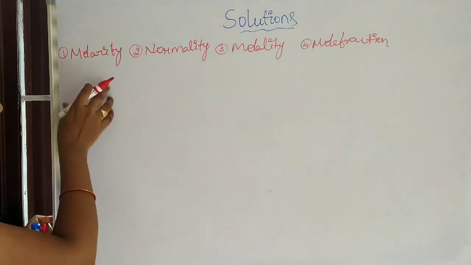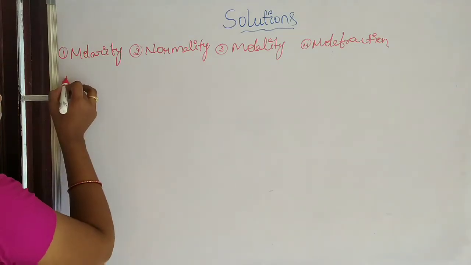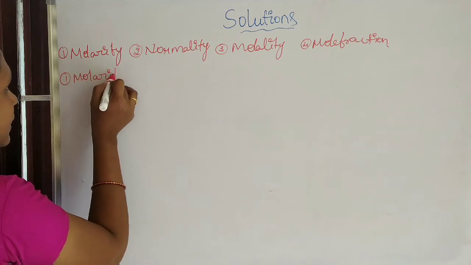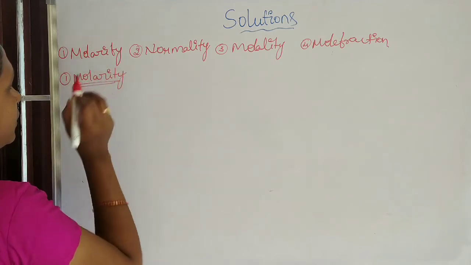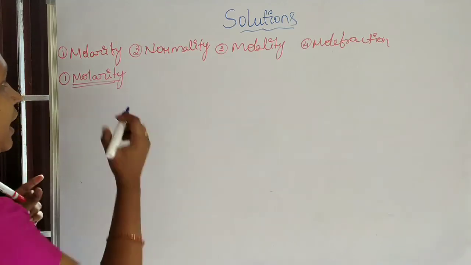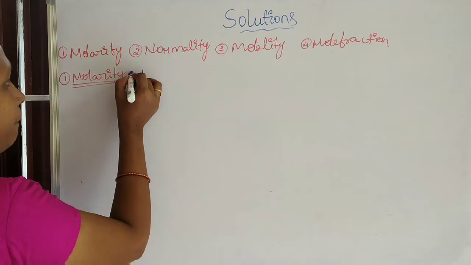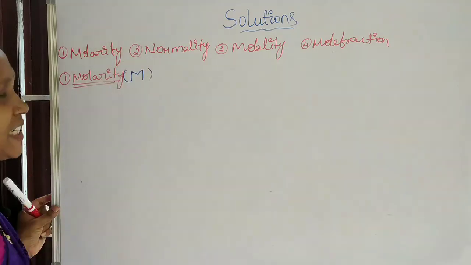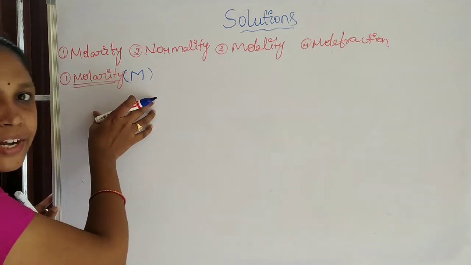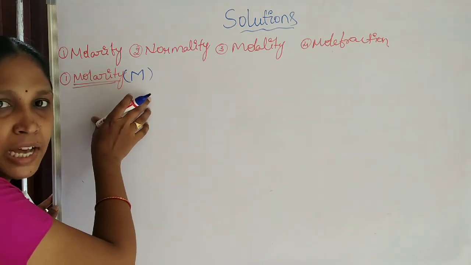Now we will see one after the other. First one is molarity. It is indicated with a capital M. Molarity is indicated with a capital M. What is molarity? First, define the molarity.